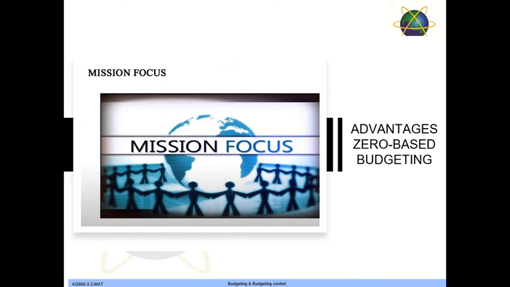Okay, second is mission focus. Since the zero-based budgeting concept requires managers to link expenditure to activity, they are forced to define the various missions of their department, which might otherwise be poorly defined. So zero-based budgeting forces the manager to think about what they want to achieve for the department, and also can identify which department or which activities can be poorly defined.